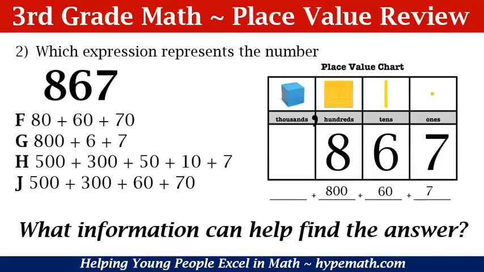So what information can help us find the answer? Okay. In order to help us find the answer, we are going to pull out our handy dandy place value chart, okay? And in our place value chart, we see that the number 8 is in the hundreds place, 6 is in the tens place, and 7 is in the ones place. So that's 800 plus 60 plus 7.